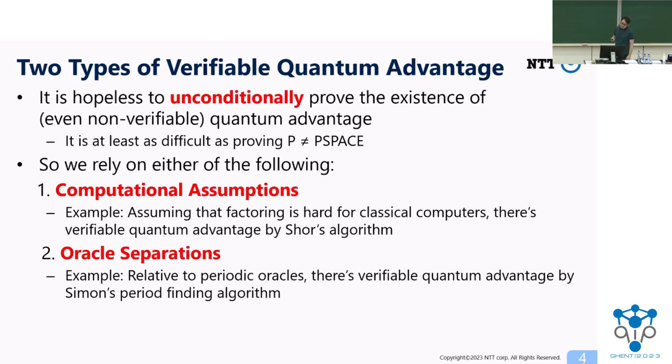And the nice feature of the oracle-based setting is that it is usually easier to give the classical lower bound. So, for example, for the period finding problem, we can show the classical lower bound unconditionally in the oracle-based setting. And in the real world, we don't have an oracle, but usually such oracle-based separations have been considered as evidence for the separation in the real world. So we have these two approaches.